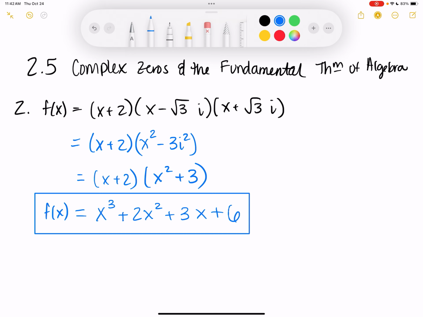Then I want the zeros and the x-intercepts. So what I do is I set each piece of this equal to 0 and I solve. I'm not even going to make you actually set them equal to 0 and solve it. I'm just going to have you tell me what they are. So if I were to set this first one equal to 0 and solve, what would I get the 0 to be? -2. What about this one? Square root 3i. Yep. And this one? Negative square root 3i. So those would be the zeros.